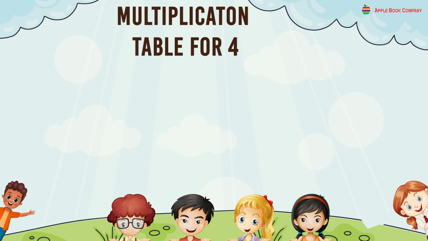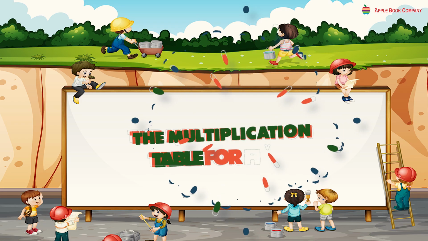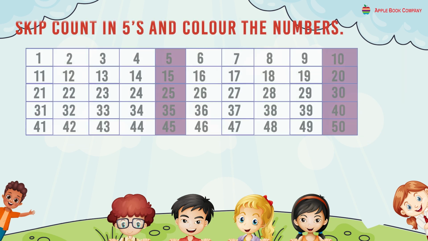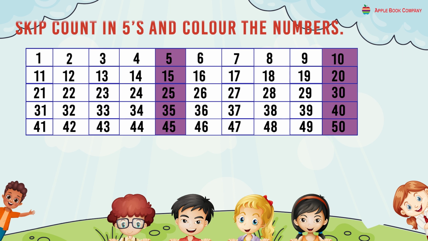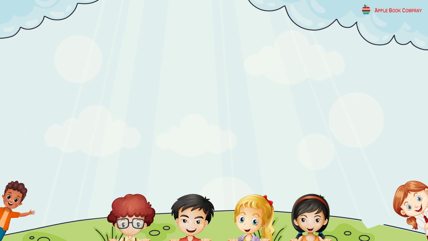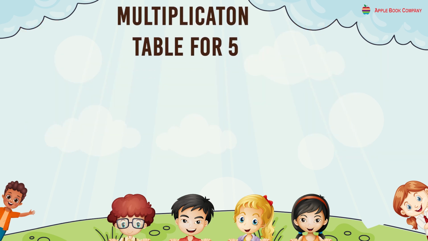Let's look at the multiplication table for 5. Skip count in fives and color the numbers. The numbers to be colored will be 5, 10, 15, 20, 25, 30, 35, 40, 45, 50. Now use the numbers to write the multiplication table for 5.